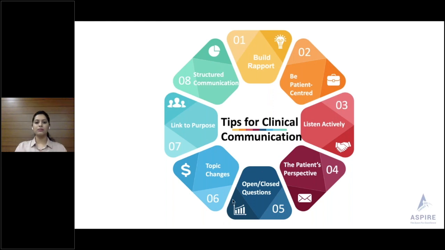So topic changes. When you're changing a topic, please try to label the sentence. Say that you will be asking regarding their lifestyle before you ask them about their diet or smoking or alcohol intake. It's also called signposting. Link to the purpose. So link what you say clearly to the purpose of the communication. Structured communication. Take the lead in the consultation, organize the talk, and clearly indicate the organization to the patient.